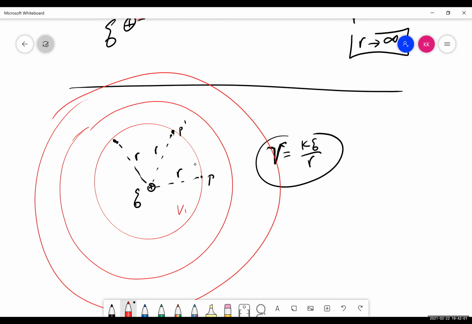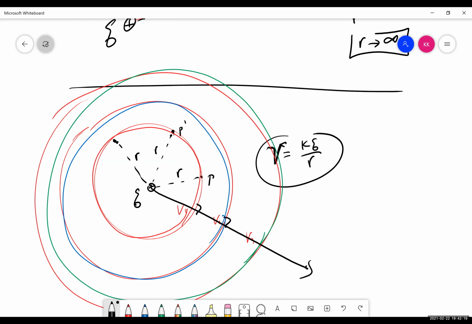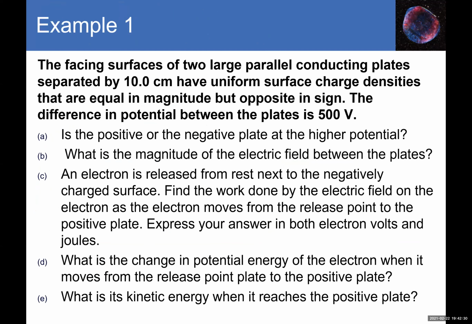This will be V1, V2, V3. V1 is the same everywhere on its surface, V2 is everywhere the same right here, and V3 is everywhere the same right there. Those are known as equipotentials. The electric field will always have to be perpendicular to the equipotential lines, regardless of what it is. So if there's an electric field and equipotentials, they have to be perpendicular to one another. That's kind of what we have. Let's look at a few examples.